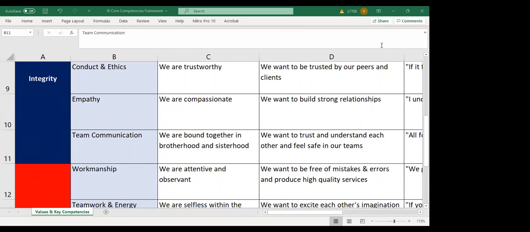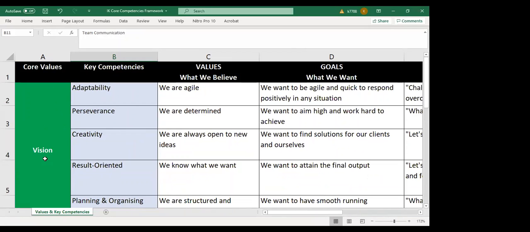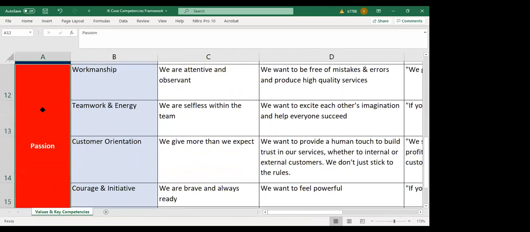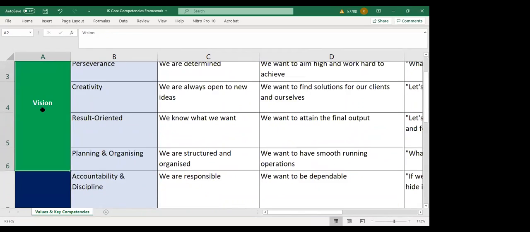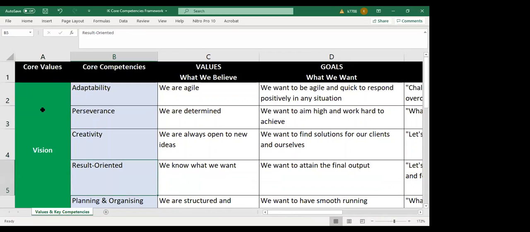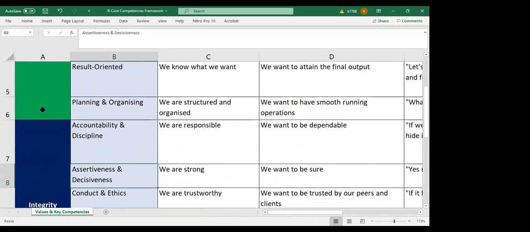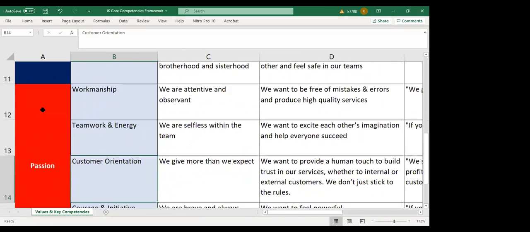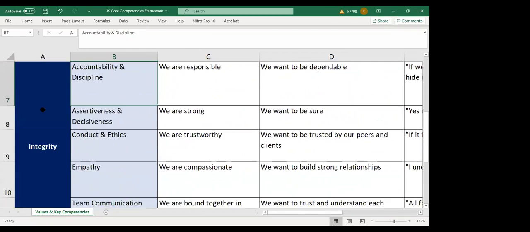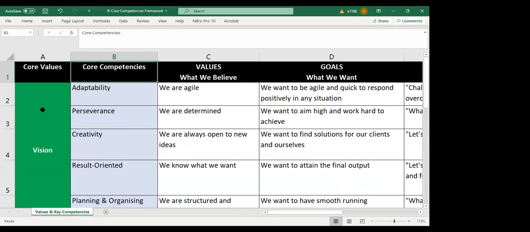All right, cool. So if you look on the side, this is for IK Academy. If you look at the side, you have the core values, which are, and I need to change this word. This was a typo, which I never changed. I should have changed that. Okay, so core values, and you have vision, integrity, passion on the left-hand side. And here we have the 5 core competencies that we identified for each. There you go.